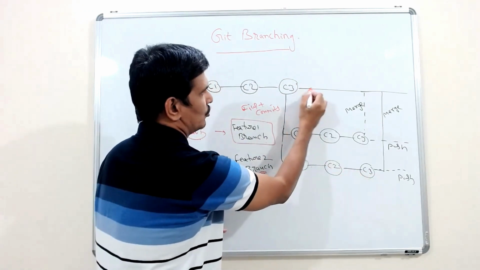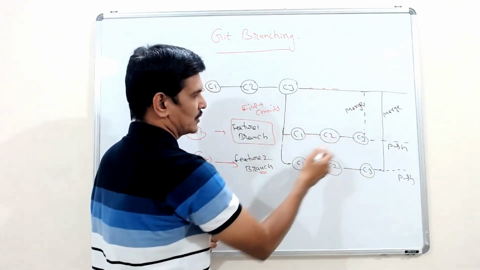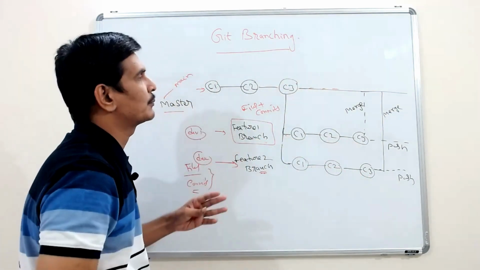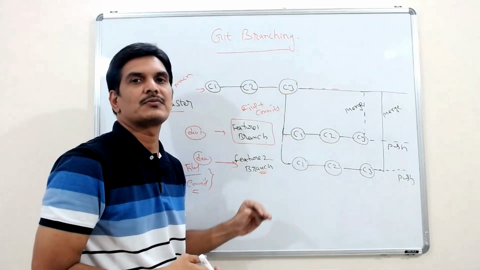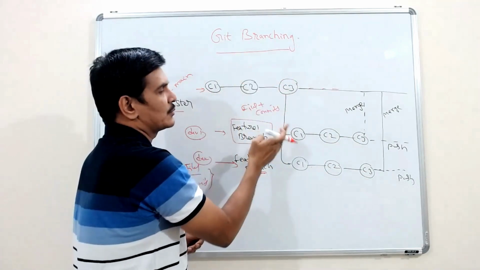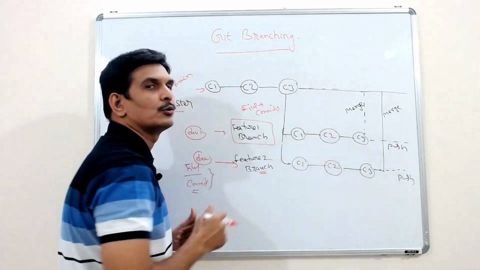So this is one type of development, this is another process, and this is another process. So parallel developments will happen. By using the Git branching concept, parallel developments will happen. So we no need to corrupt the existing code. We can just create multiple branches and parallelly we can do the process.